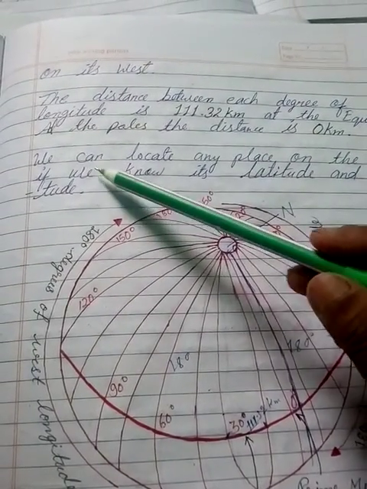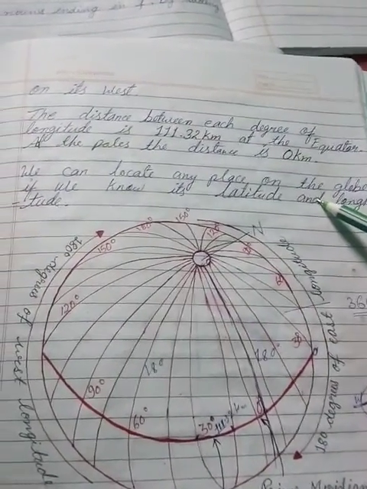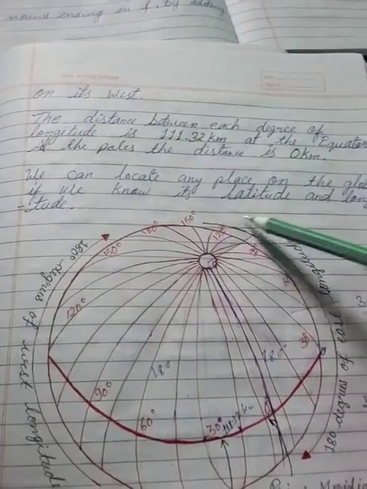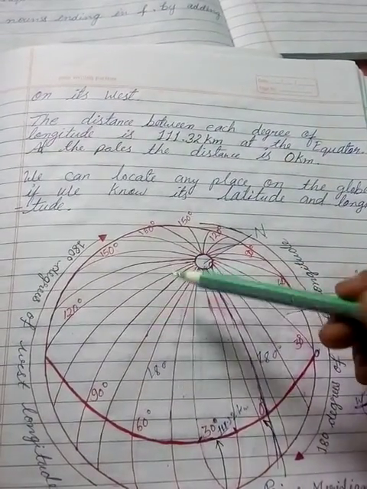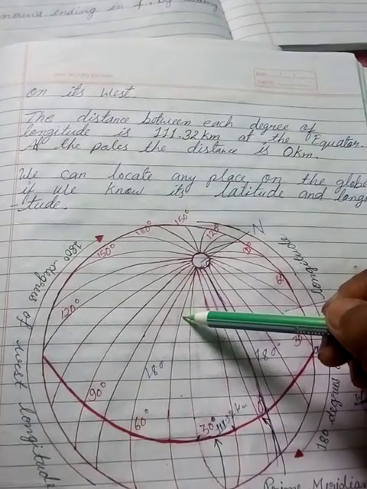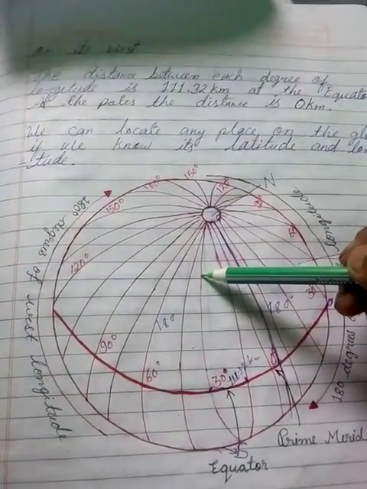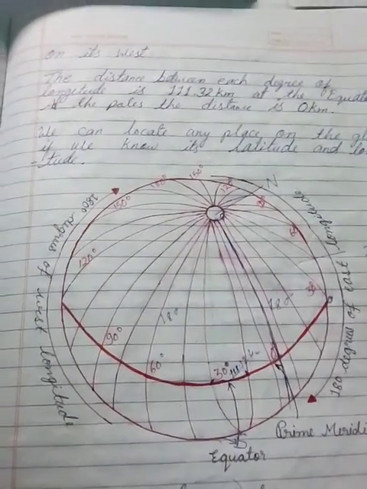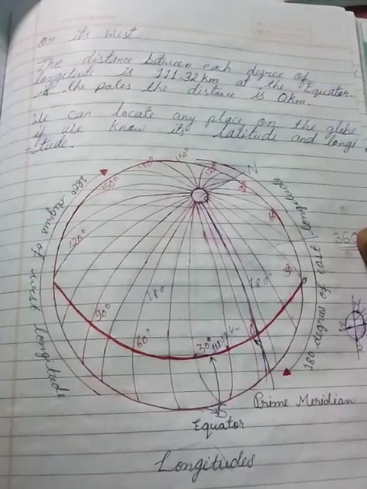And so we can locate any place on the globe if we know its latitude and longitude. If you know the longitude and the latitude of any place, we can easily locate it on our globe. So these are the main points about longitudes.